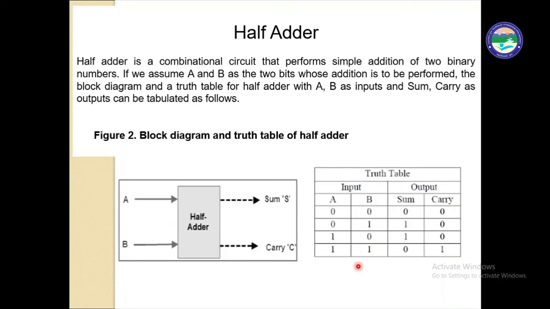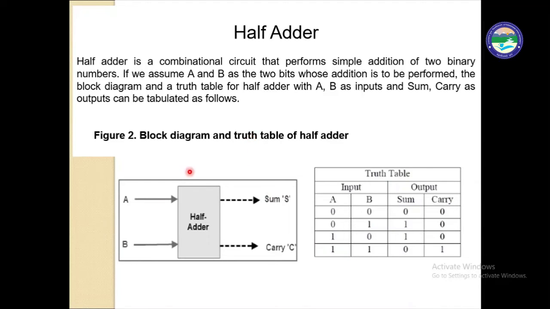Now we'll see what half adders are. Half adders are basically combinational circuits. We have already discussed that in combinational circuits, the output does not depend upon the previous stage. So these are combinational circuits in which the simple addition of two binary numbers is performed.